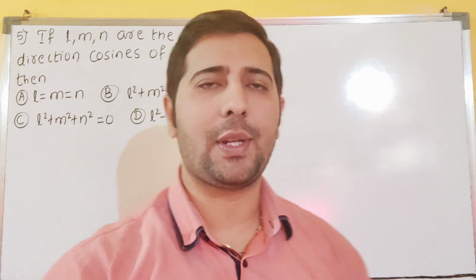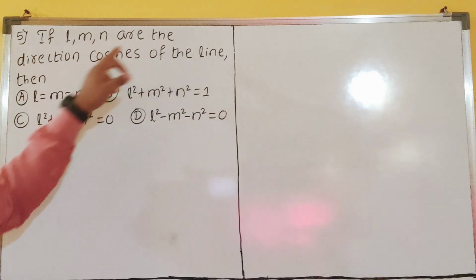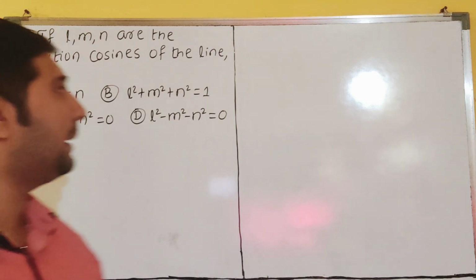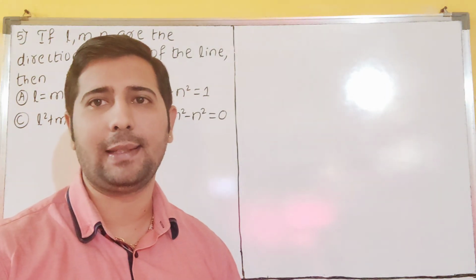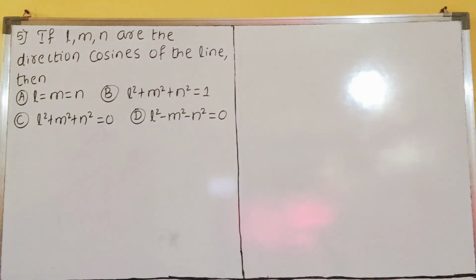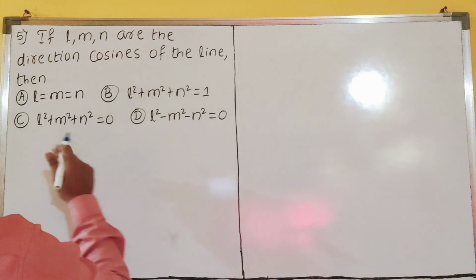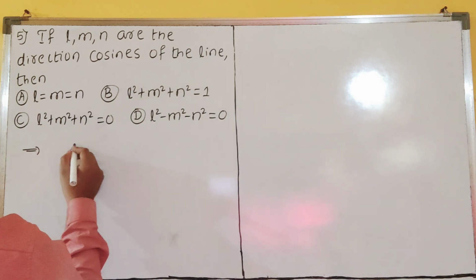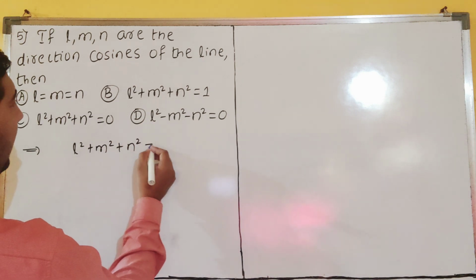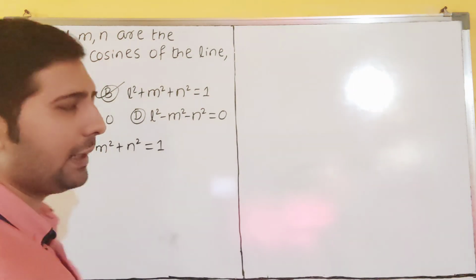Let us see the next question, dear students. Question number 5. If l, m, n are the direction cosines of the line, then what is the relation between them? They are asking about the direction cosines relation indirectly. Everyone knows this one. l, m, n are the direction cosines of the line and will satisfy the condition l square plus m square plus n square is equal to 1, dear students. That is B for bingo, our answer.